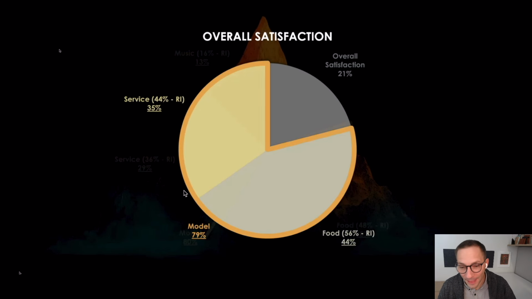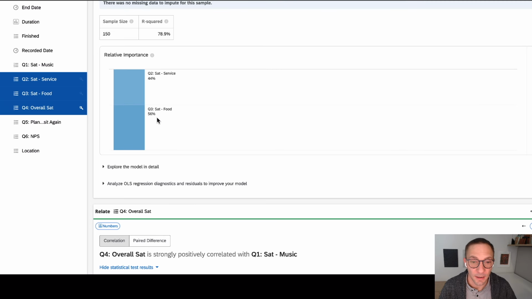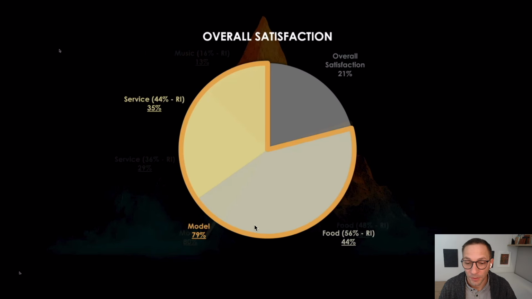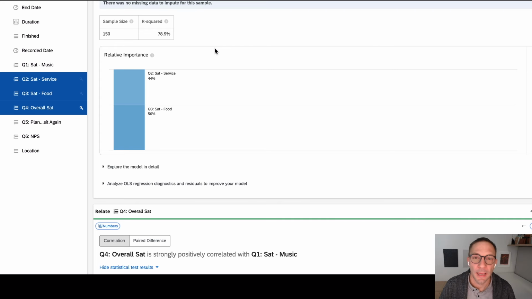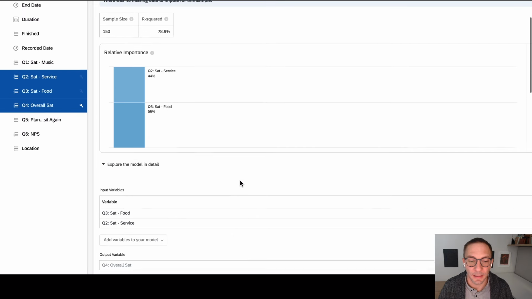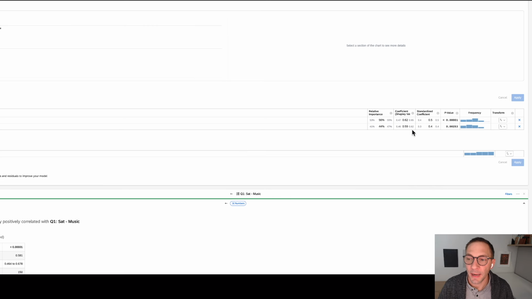However, when we look at that 79%, it can be broken down in the following way. Food is 56%, so you can see that here. So of the 79%, 56% of it comes from food, and 44% of it comes from service, right? So if we're adding up this whole thing as 100%, service is about 35%, food is about 44%, and we're left with 21% unexplained.